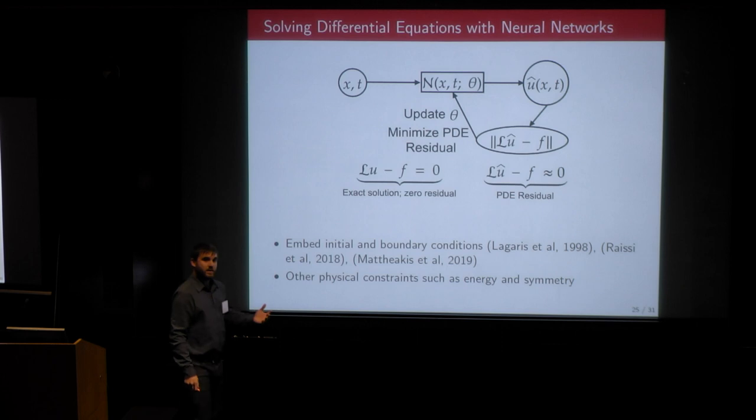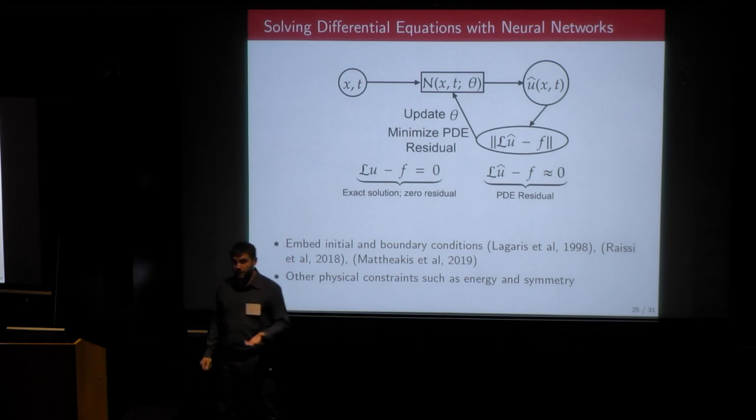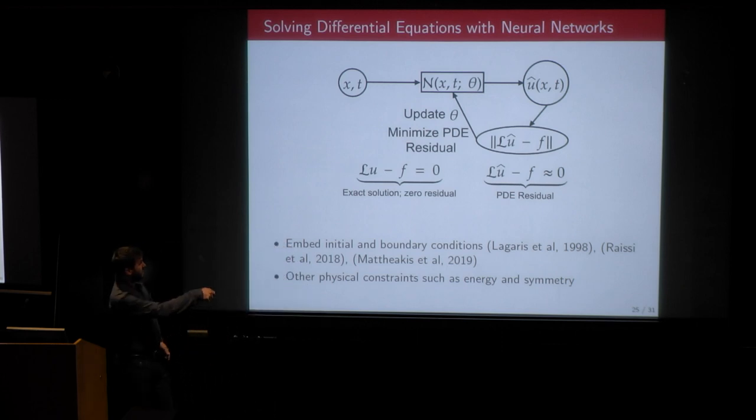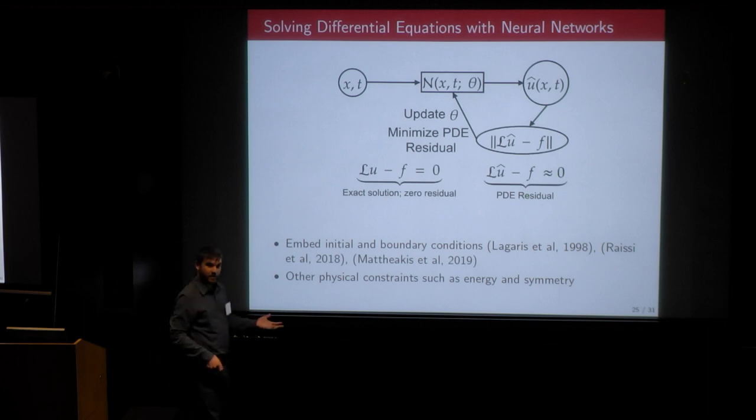Now, if that function solves that differential equation that I'm interested in, represented here by LU minus F equals 0, that could be as complicated as you want it to be. If it's an exact solution, then this will be exactly equal to 0. And in general, of course, it's not. You usually have a PDE residual, which is approximately 0. So why don't we try and minimize that thing?